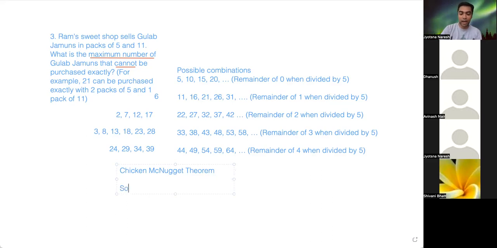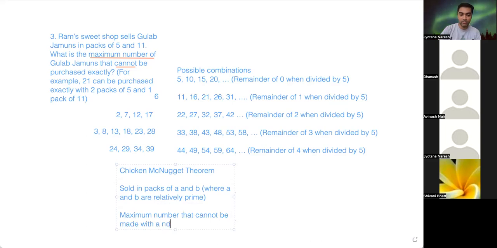So if it's sold in packs of A and B, where A and B are relatively prime, and we'll quickly review what that means in a second, then the maximum number that cannot be made with A and B is AB minus A minus B.